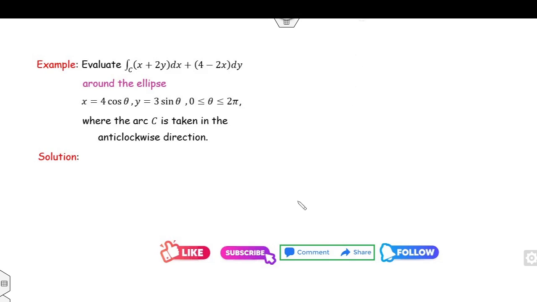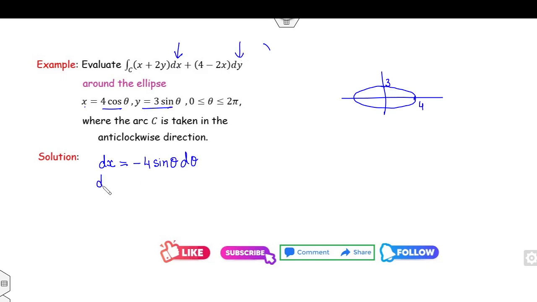Okay, look at this another one. Again, your target is to evaluate this integral around the ellipse. Again, very simple. In this case, you need dx. Can you find the value of dx? It is -4 sin theta. Firstly, if you want to draw the curve, what is the equation of the ellipse? Clearly it's 4 and it's 3. So this is my equation of the ellipse. Your target is to find the value of dx and also the value of dy.